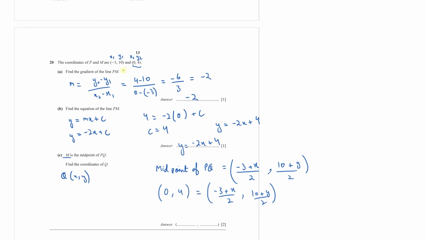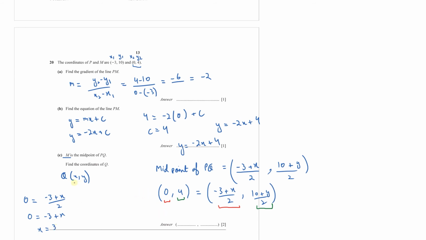So we can equate these values. You can equate this 0 with this, and then you can equate this 4 with this because this is the y coordinate. So now let's use the equations to find the value of x and y. First let's find the x coordinate. So 0 equals minus 3 plus x by 2. So 2 into 0 is also 0, equals minus 3 plus x. I take this 3 to the other side. You get x equals 3.